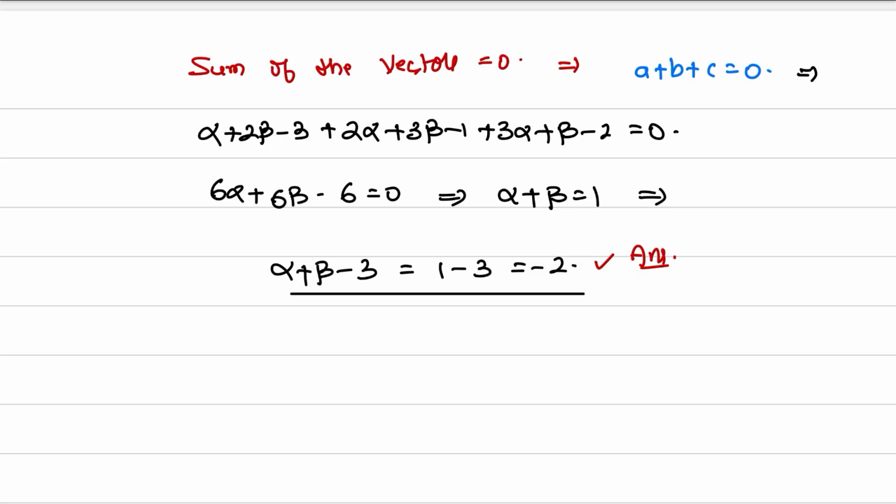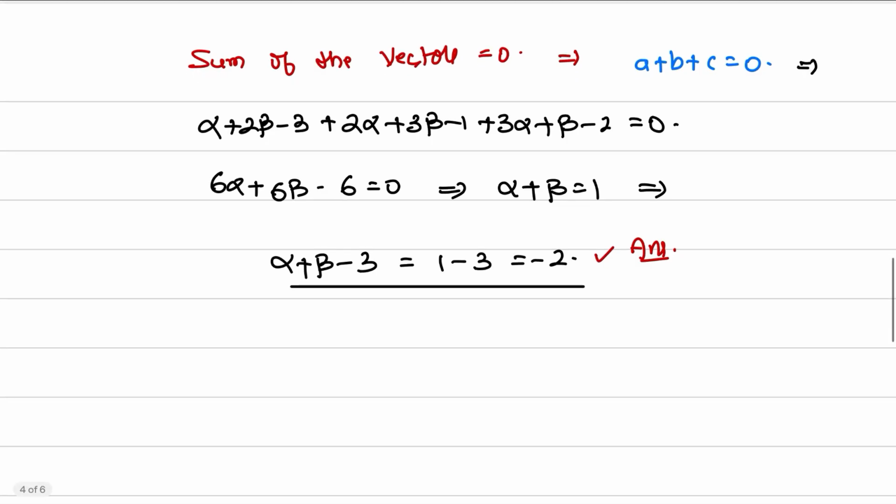Very easy question, and to develop the confidence in all of you, I take up these types of questions and I give the tricks for them and I support.